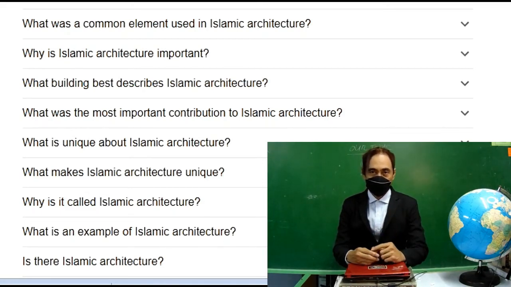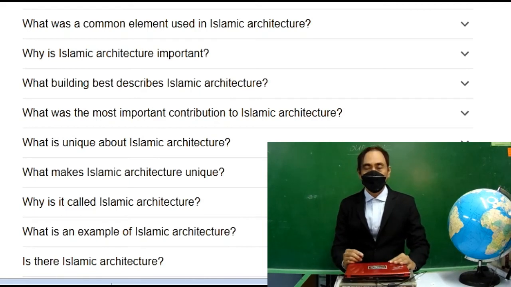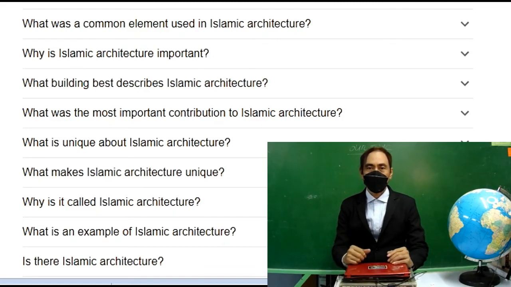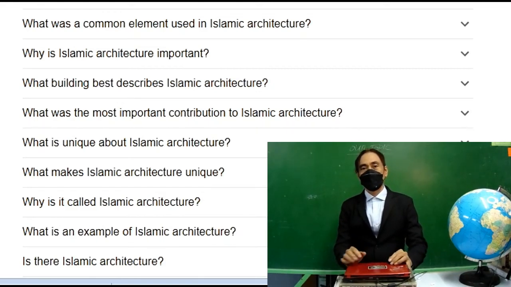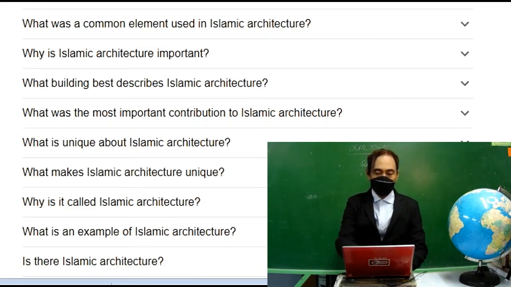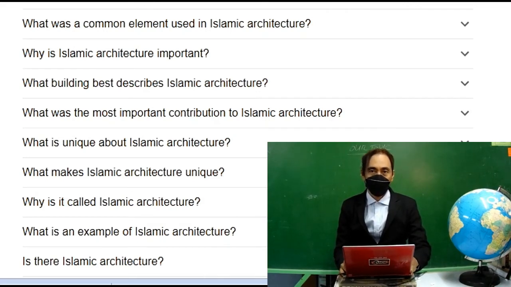Alright class, here are the questions for you to answer about Islamic architecture. Don't forget, your answer sheet will be handed in into our Google Classroom, or send it to my email, and keep the hard copy of your activities, quizzes and everything. Just keep the hard copy. I will collect it before or on midterm or before finals. Okay, so here are the questions. This is to be answered on a sheet of bond paper, guys. Okay, what was a common element used in Islamic architecture?